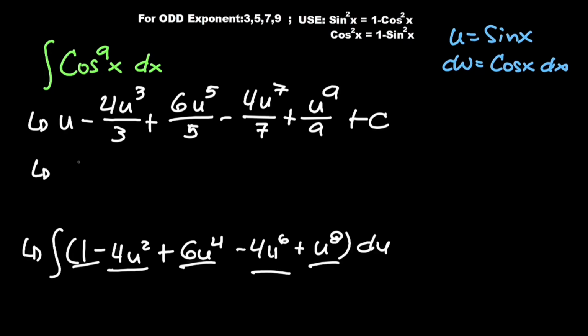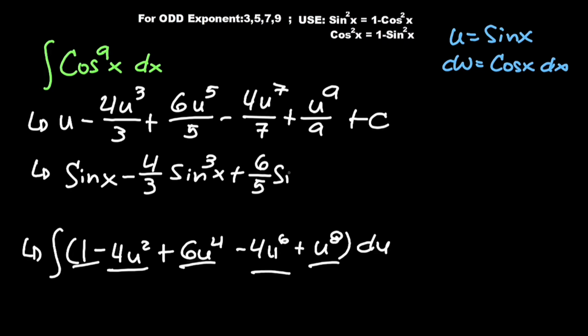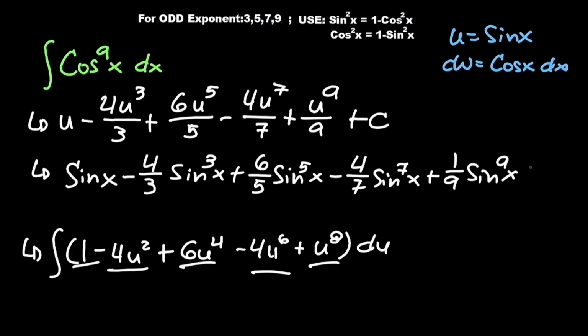Thus, the final answer would be sin⁵x minus 4/3 sin³ plus 6 over 5 sin to the power of 5 of x minus 4 over 7 sin to the power of 7 of x plus 1 over 9 sin to the power of 9 of x plus c.